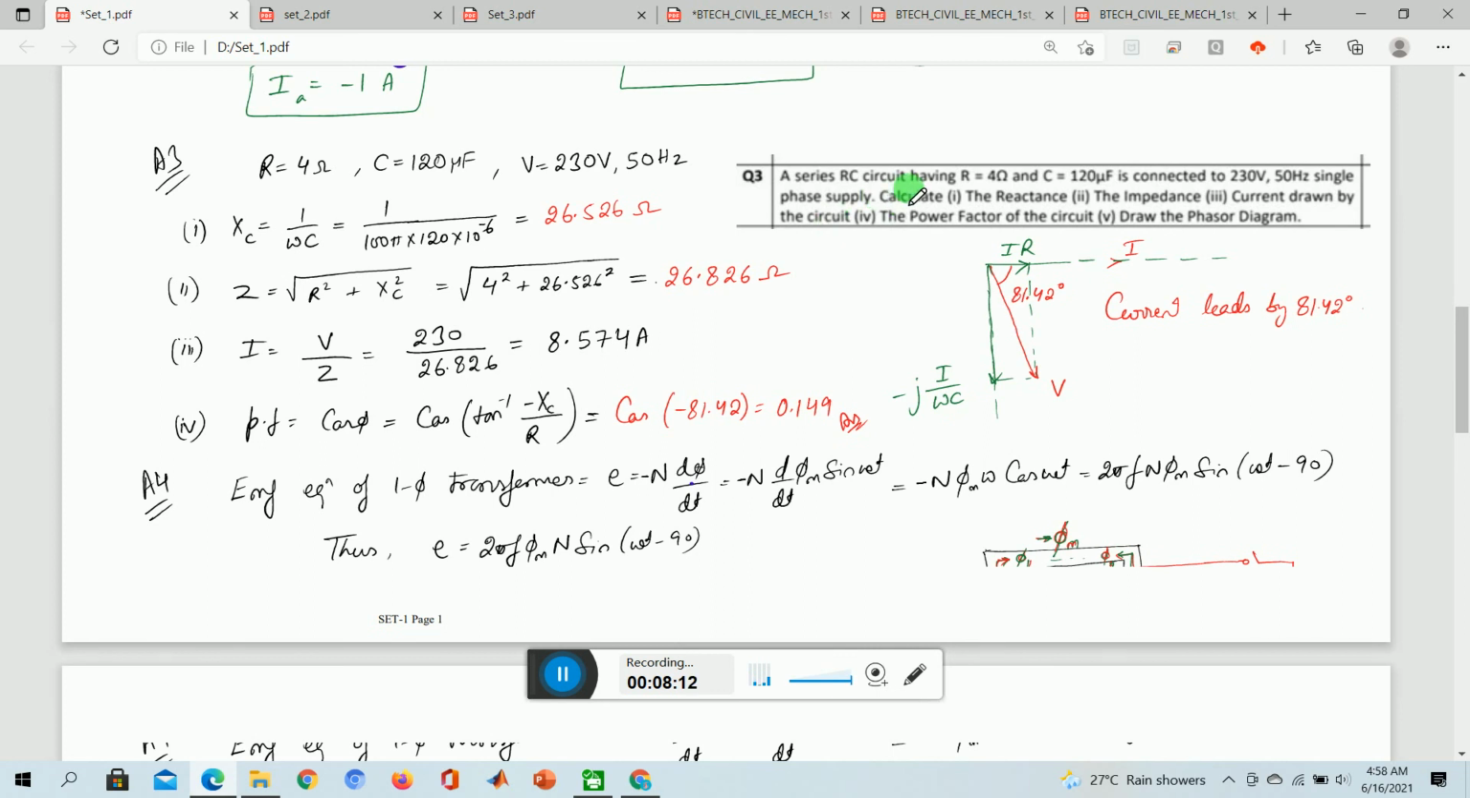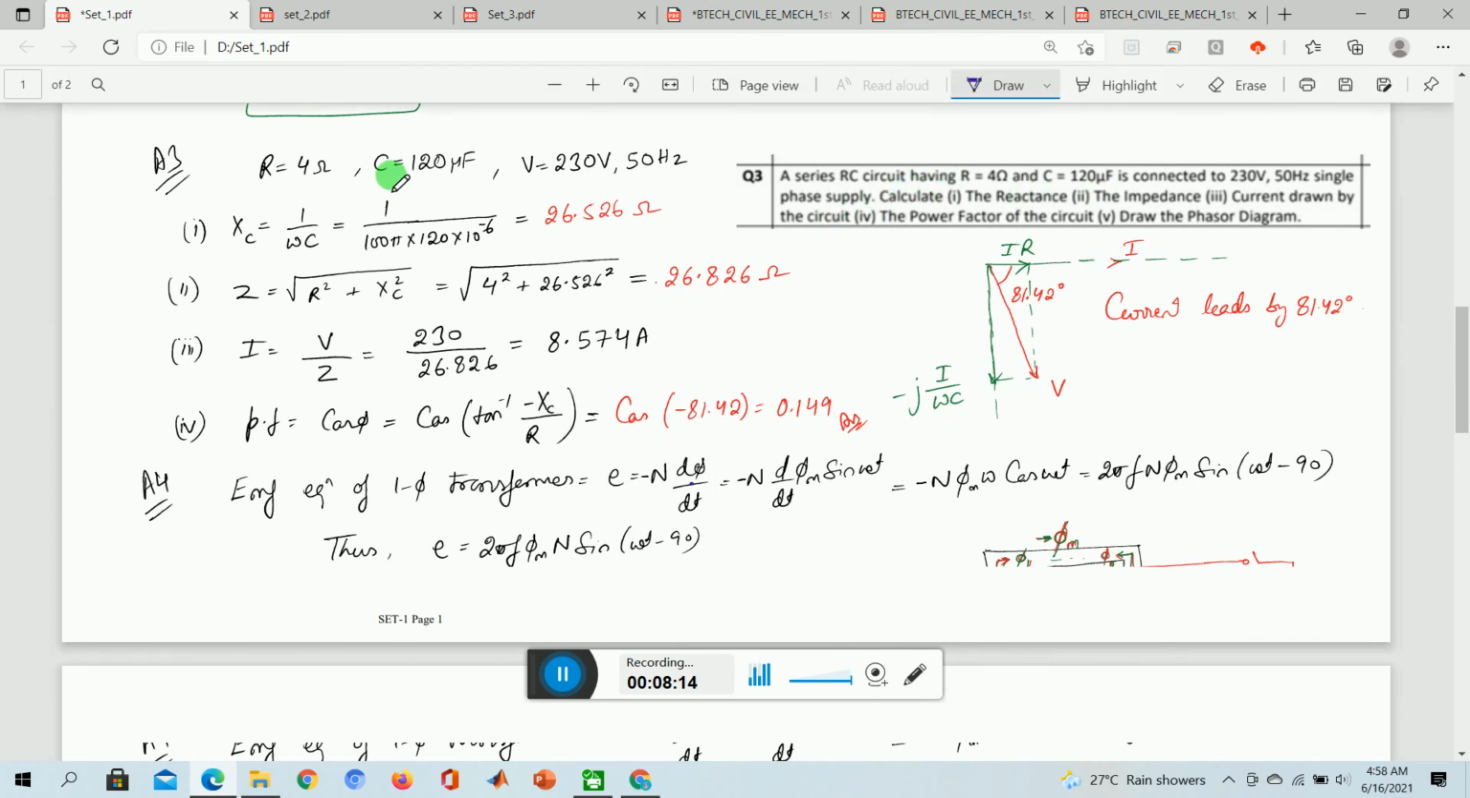The series RC circuit, R and C is given, so obviously from C we can get XC. XC is 1 by 2 pi F, frequency is 50, so 2 into F is 100. So 100 pi into C, which is 120 microfarad, 10 to the minus 6. We get the value of XC here. Z we can write as R minus JXC, and this is in rectangular form. We have to get the magnitude, root over R square plus XC square. So we get this value.